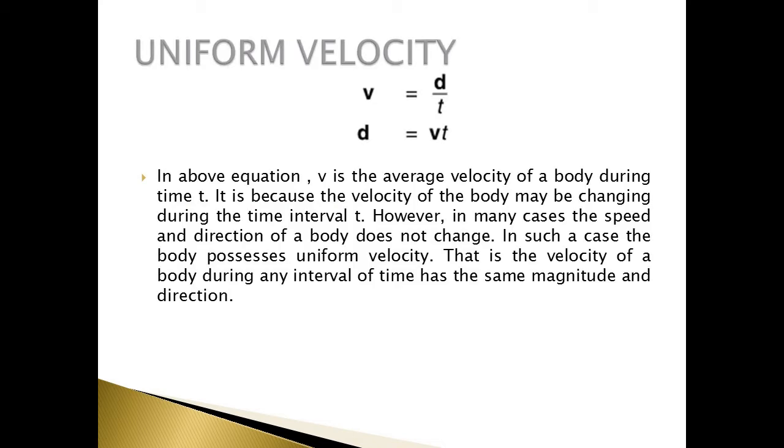Uniform velocity. Let's talk about uniform velocity. Here in the above equation, you have seen that v is the average velocity of a body during time t. It is because the velocity of the body may be changing during the time interval t. However, in many cases the speed and direction of a body does not change. In such a case, the body possesses uniform velocity. That is, the velocity of a body during any interval of time has the same magnitude and direction.